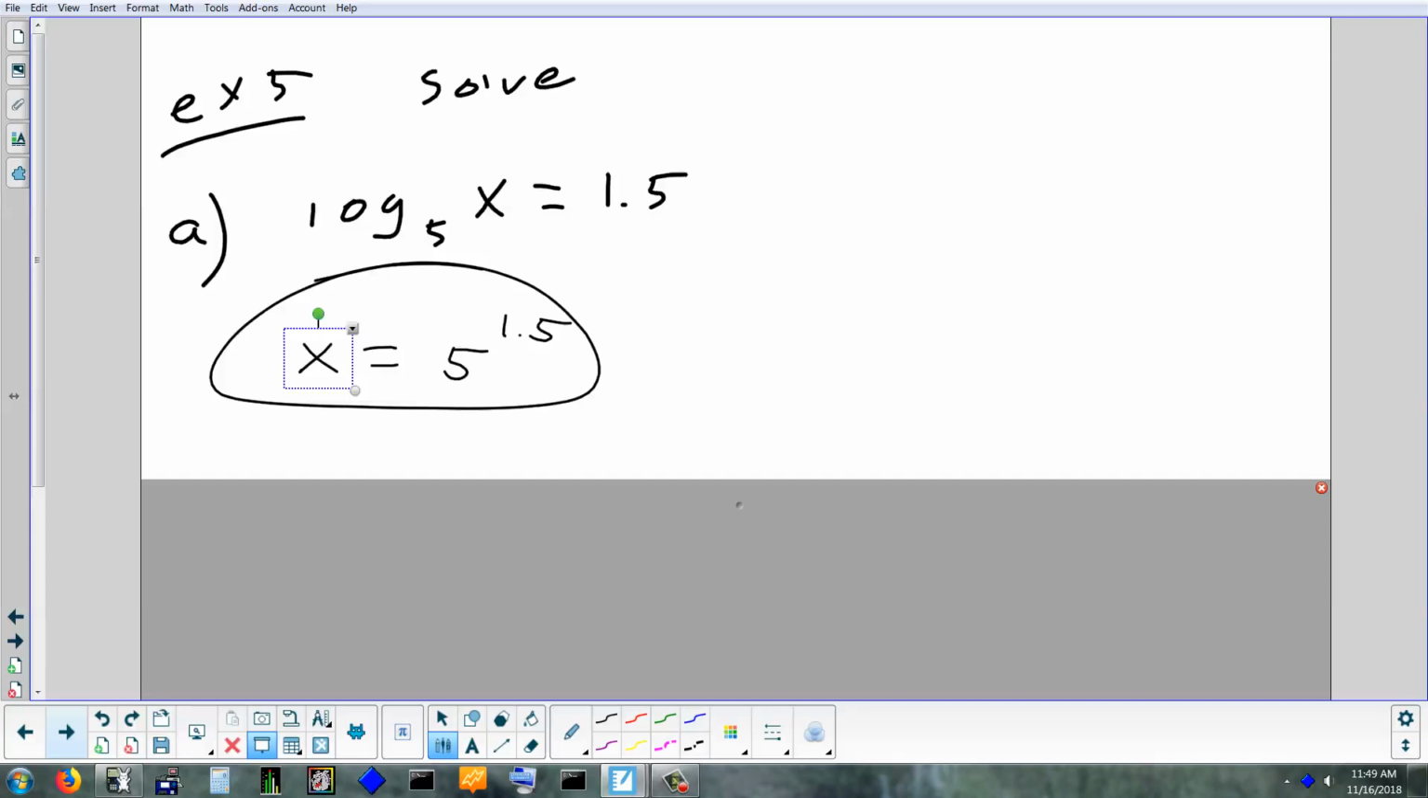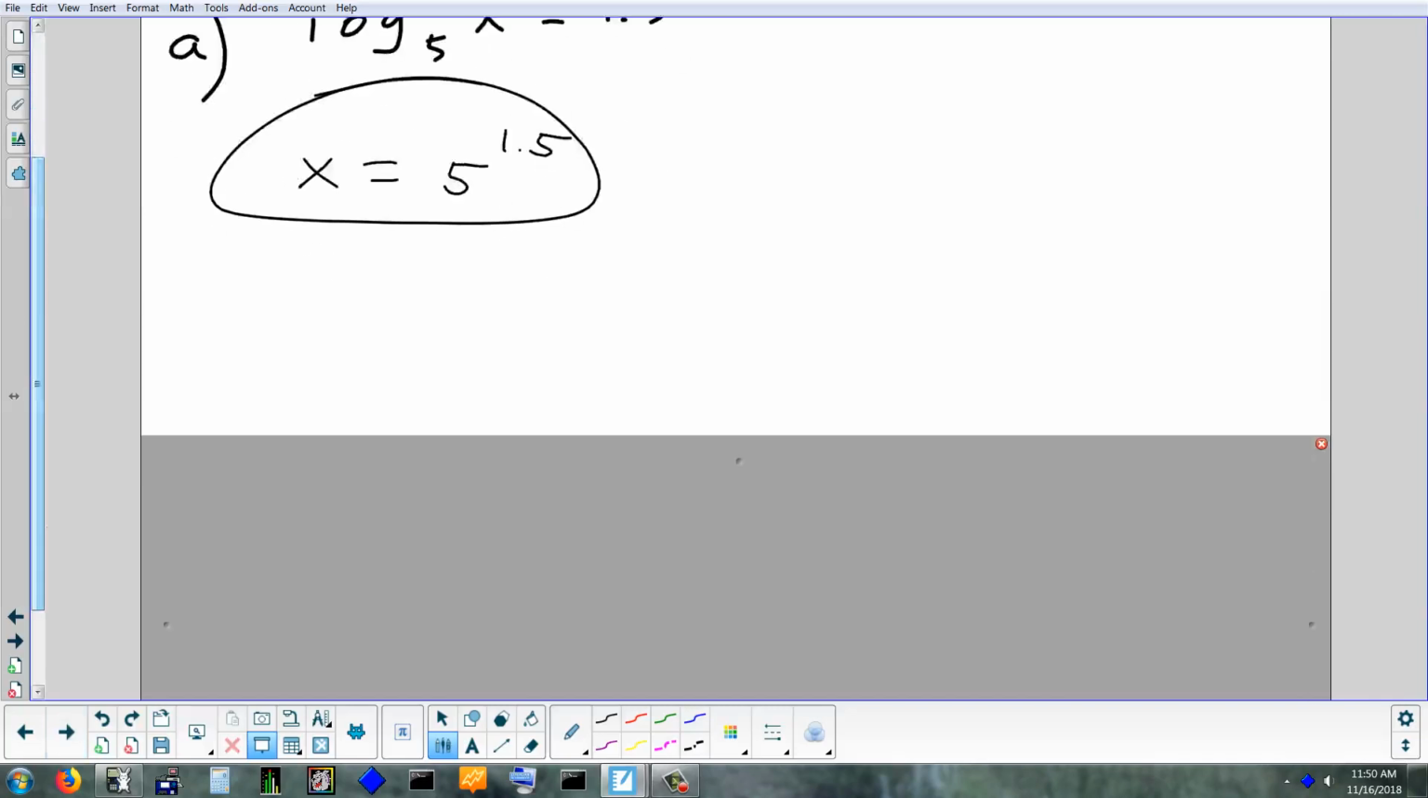5 to the 1.5. They didn't ask us to do it out, so I'm just going to leave it like that. Especially if this number gets really big. Like if 1.5 was like 20.5, 5 to the 20th something power, that'd be huge. You wouldn't have to do that out. So I'm just going to leave it like that.